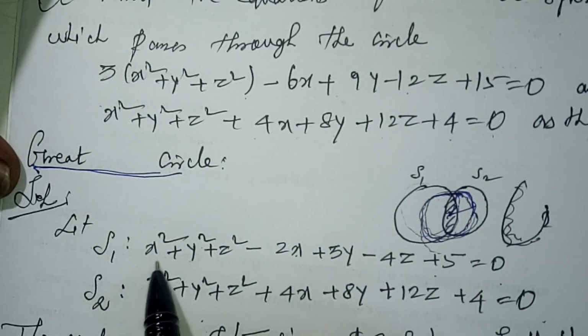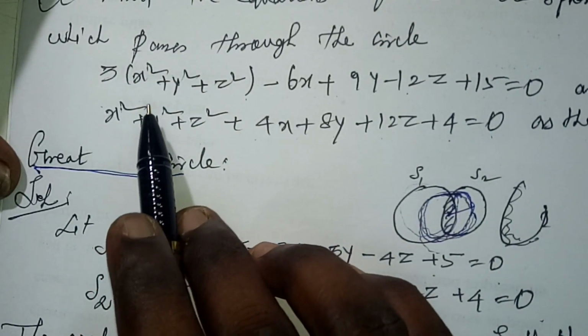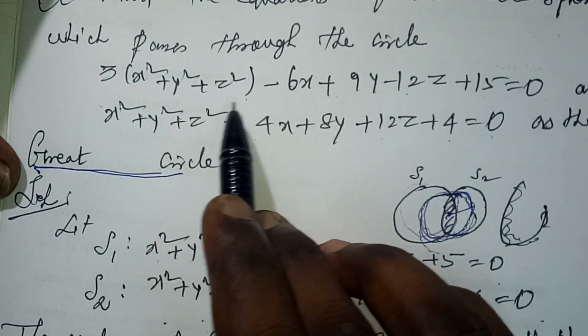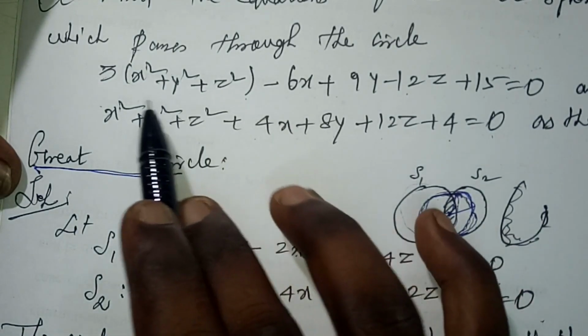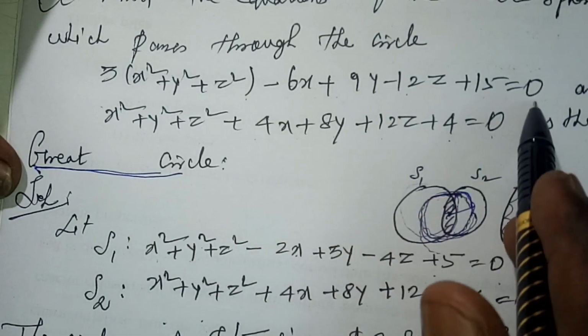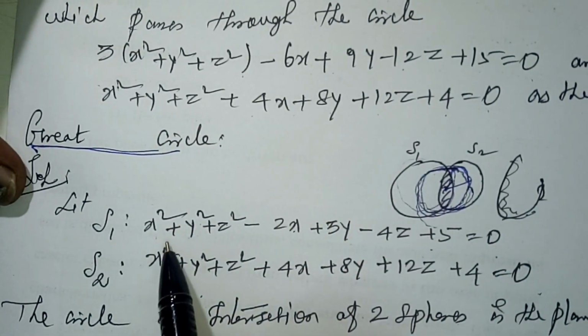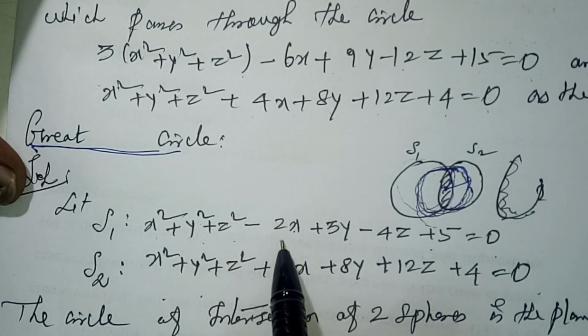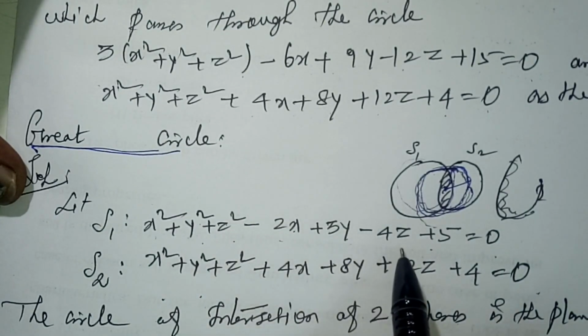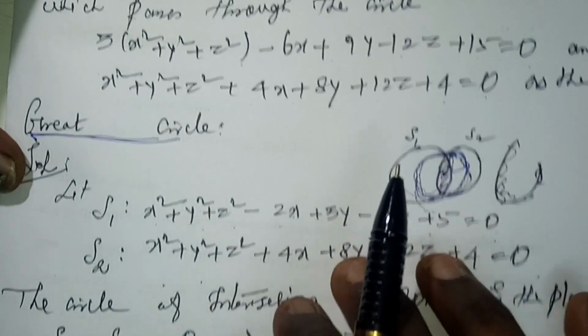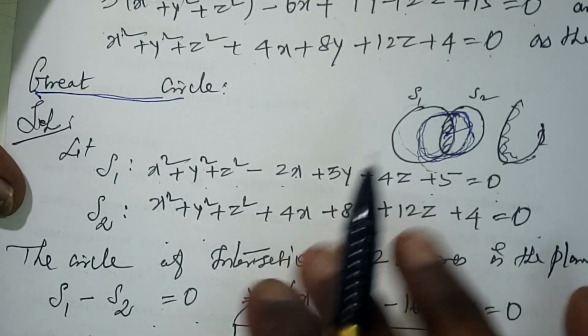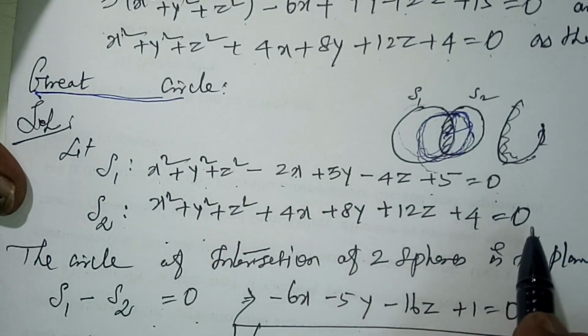From the given sphere 1, the given is 3 times x² + y² + z², so I am dividing by 3 on both sides. So I got the sphere 1 equation as x² + y² + z² − 2x + 3y − 4z + 5 = 0. Then the sphere 2 equation, there is no problem with it, so I wrote it here.